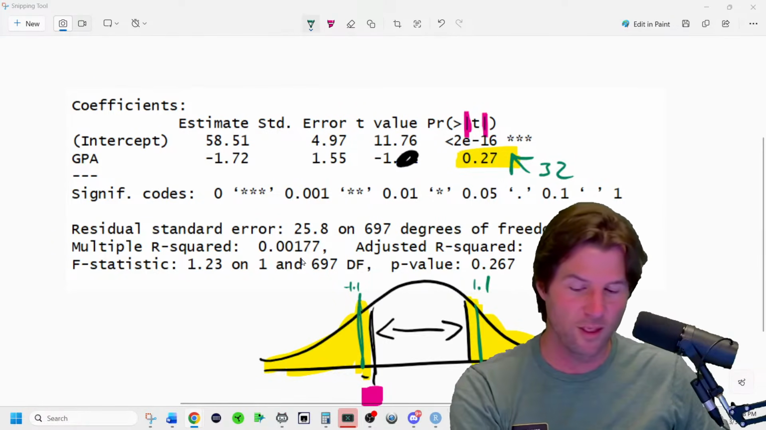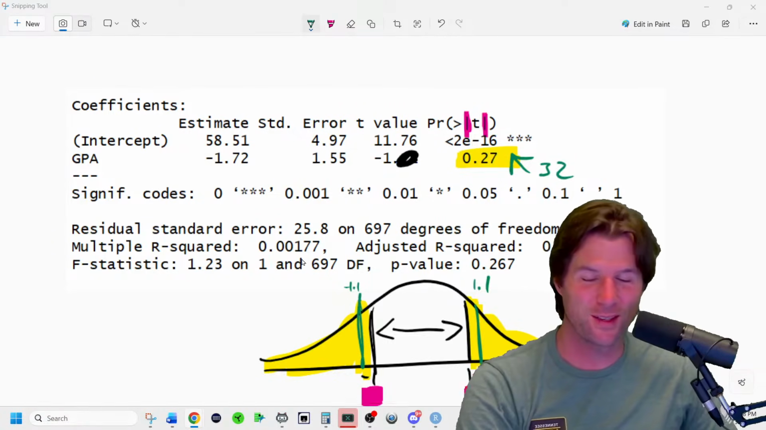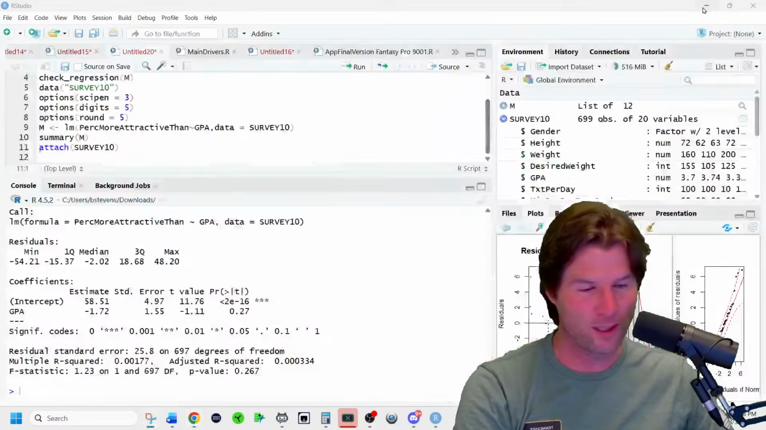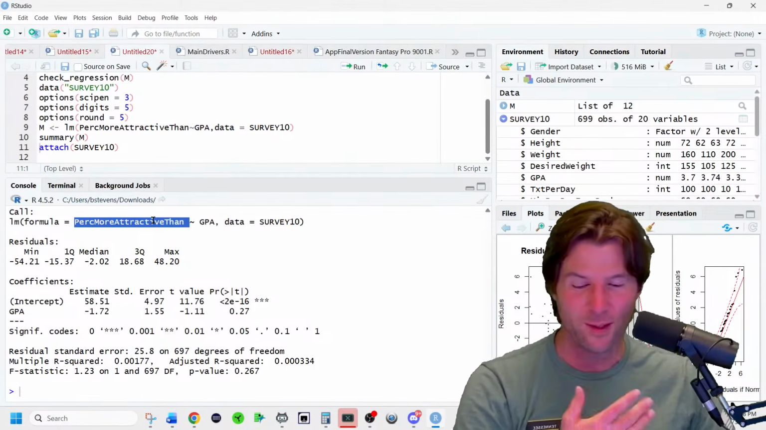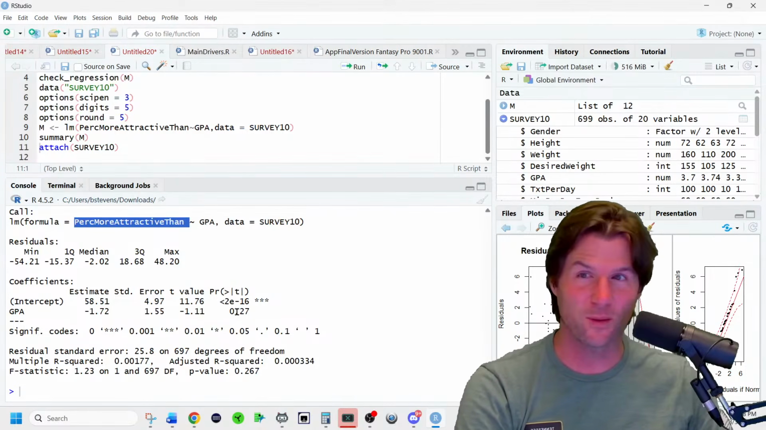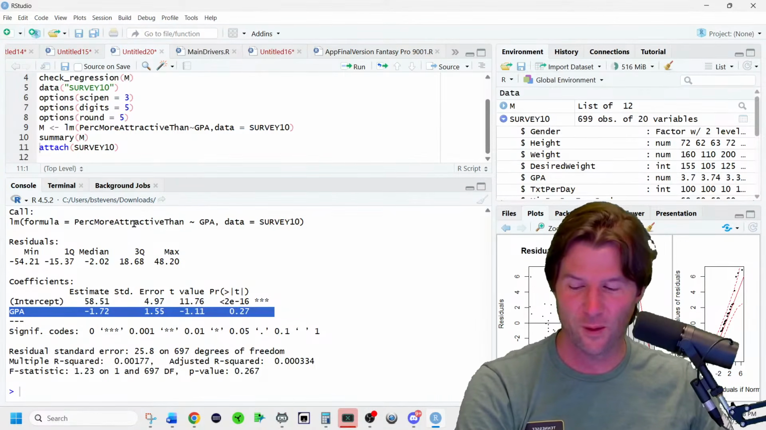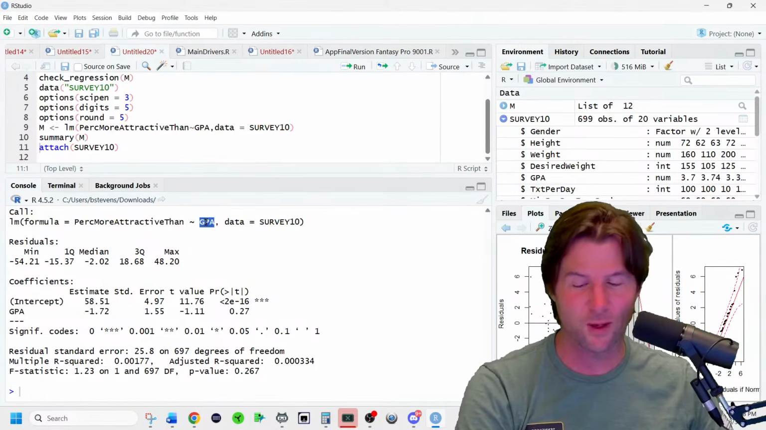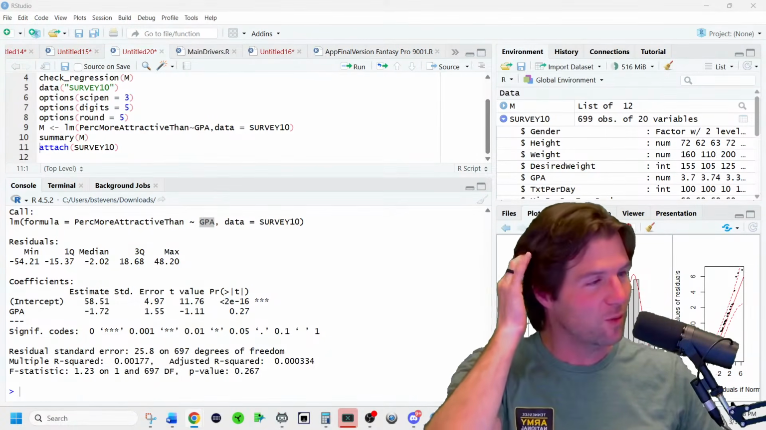And this model does horribly. About 0.2% of the variation in whatever we're predicting is explained by the variation. About 0.2%. It's not statistically significant. It's by random chance what we're seeing. The variation in your percent attractiveness explained by your GPA. But pretty good review of regression.